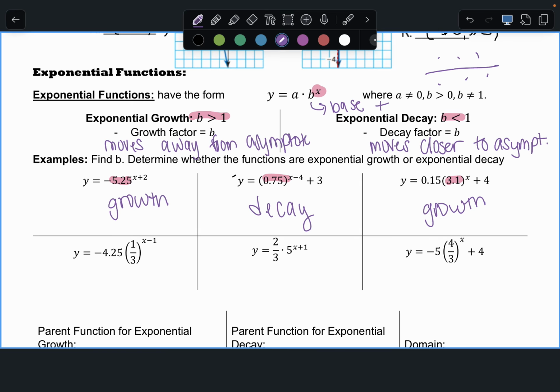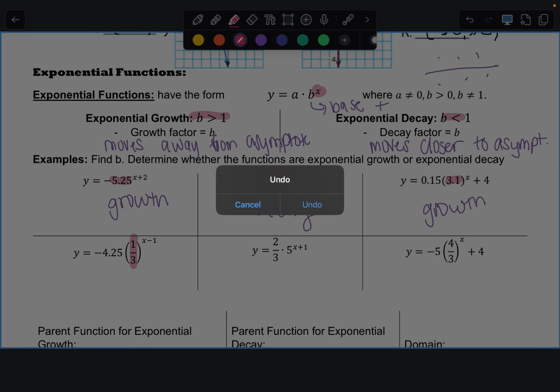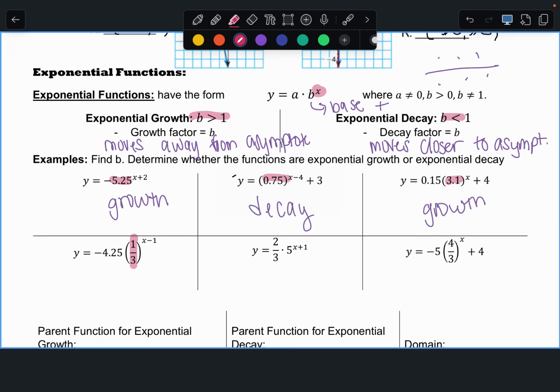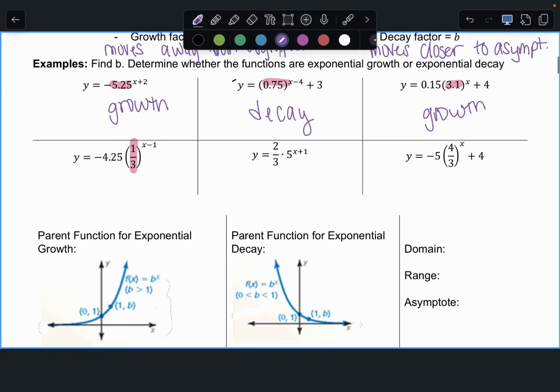Next one, what's the base of that bottom left function? Like the 1/3. 1/3, that's what's being raised to a power. The 4.25 is essentially how much it's going to stretch or shrink. It's a scale factor. 1/3, greater than 1 or less than 1? Less. Growth or decay? Decay. Are we keeping up with our colors? It's really easy for me to switch, but it might not be easy for you.